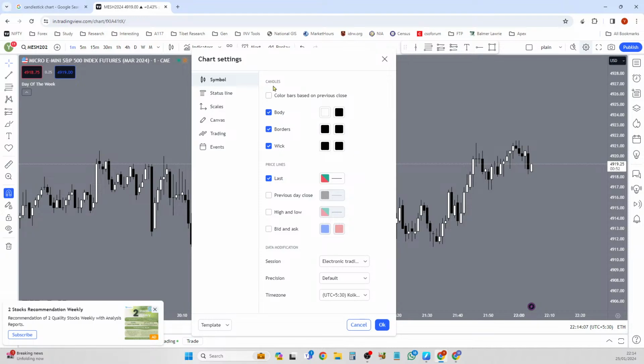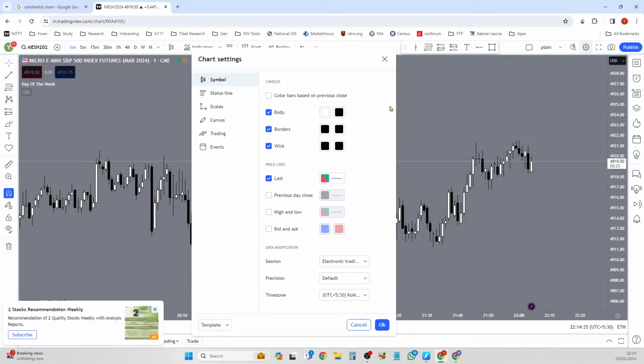So what I have done is for the candles, I have used the body color as white and black. The borders are black for both because if I do not put a border, then these candles would look faded. That's why I have put it. And for the wick, I have used black color for both the ends. Now you can customize it for different, but it serves no purpose. So that's why I have kept it over here.